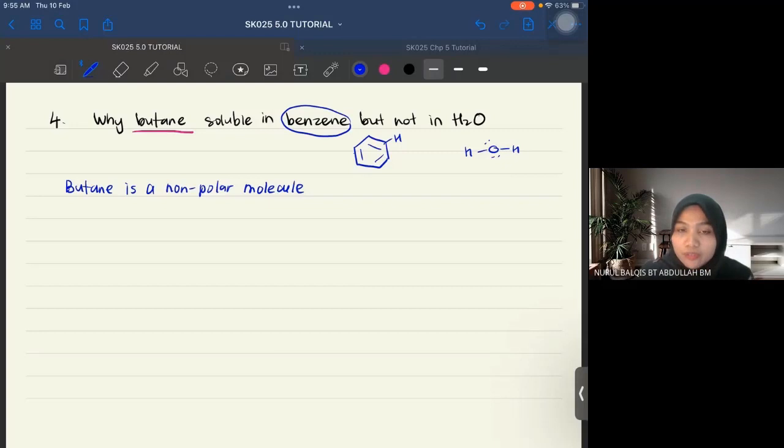Okay, we know in order to form hydrogen bond, we need to meet two criteria. The first one, you must have handphone. Do you still remember the priorities? You have H-O, H-F or H-N. Now in water we have one. But if we look at butane, butane has only carbon and hydrogen. Attached to it we have hydrogen.